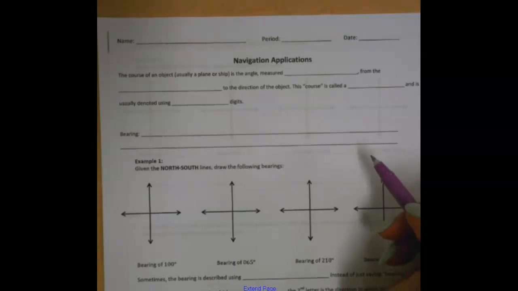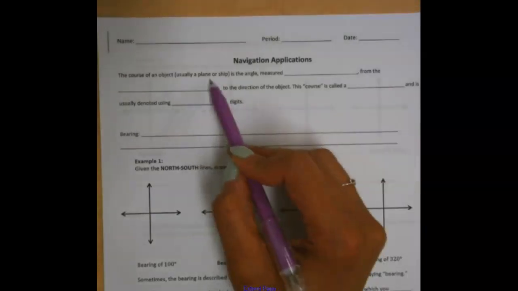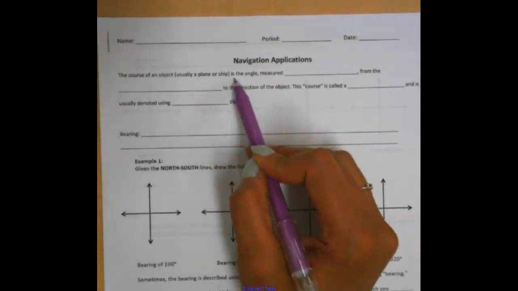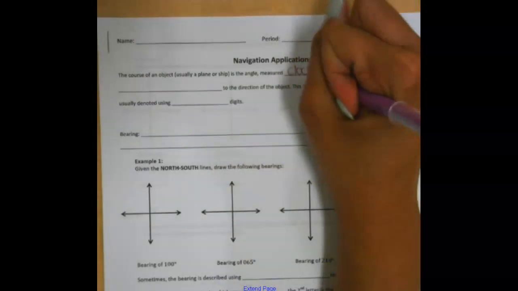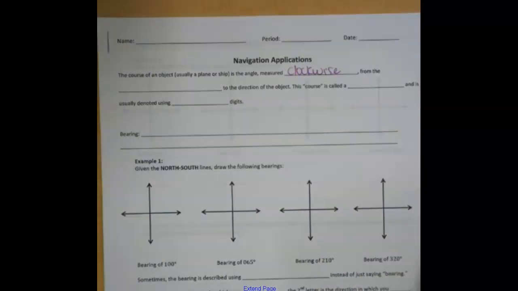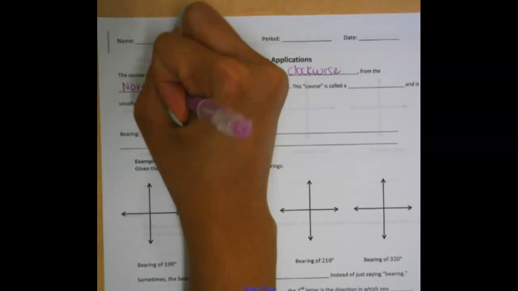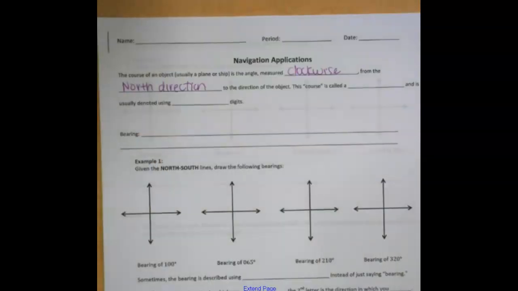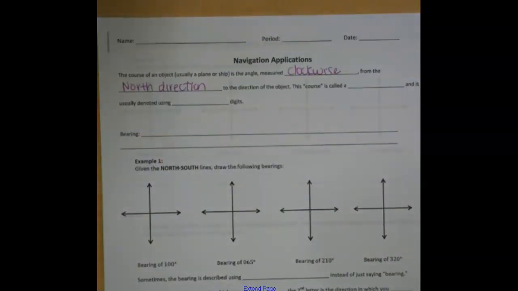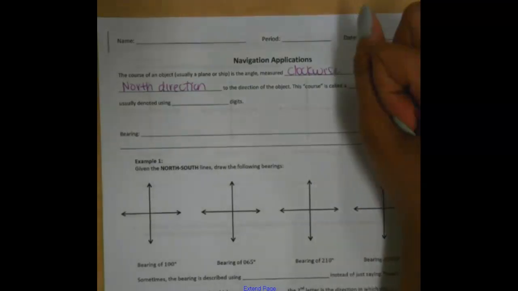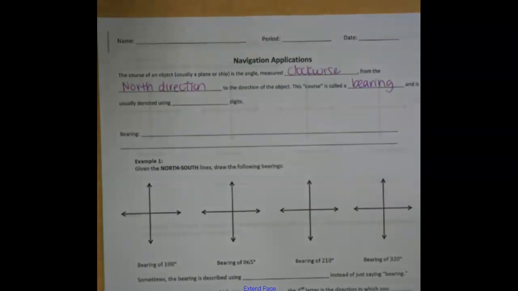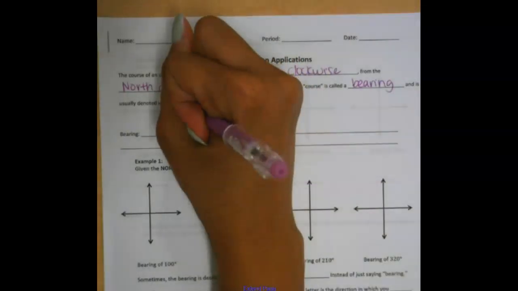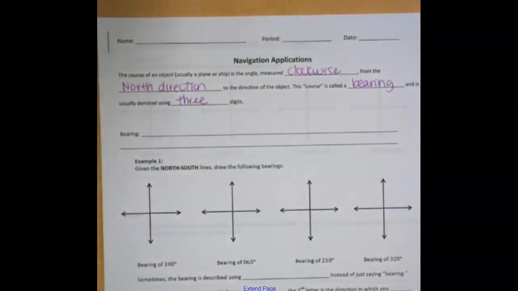So the first part says the course of an object, it's usually a plane or ship or some other type of object, is the angle that's measured clockwise from the north direction to the direction of your object, and the course is called a bearing. And that's usually denoted using 3 digits, usually.